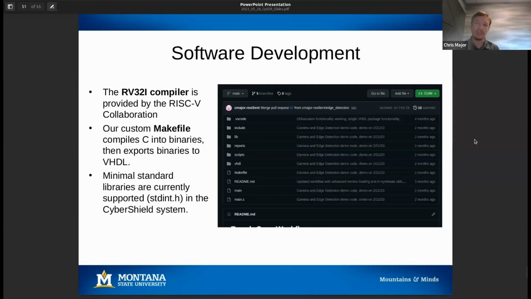And one of the best things about RISC-V is that the compiler is free, open source, and runs pretty well. So we can create a custom makefile that will compile all of our C programs into binaries, and then we added a Python script that can export those binaries into the HDL components. Now, right now, minimal library support is added. Standard I/O is a ways out because the thing's a monster, but at the very least, we can do basic integer-based operations with stdint.